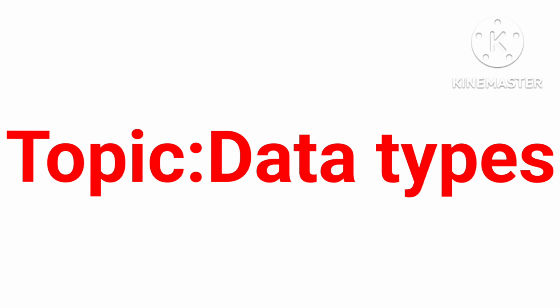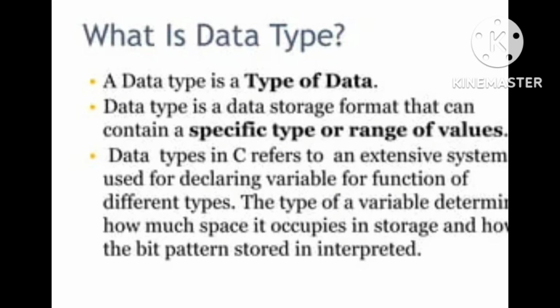Today our topic is data types. What is a data type? A data type is a type of data. A data type is a data storage format that can contain a specific type or range of values. Data types in C refer to an extensive system used for declaring variables or functions of different types. The type of a variable determines how much space it occupies in storage and how the bit pattern stored is interpreted. We can store integer, character, float, etc.